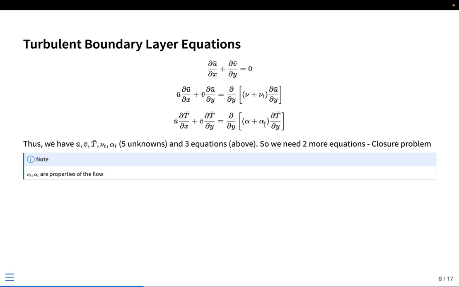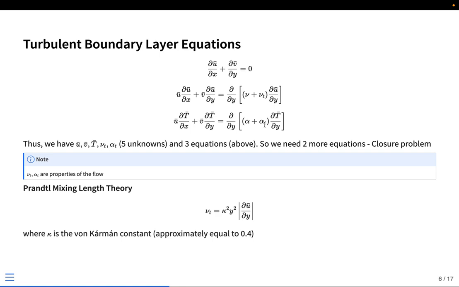And one hypothesis for that is the Prandtl mixing length theory, which relates this mu t again with the mean velocity profile that we have, with some empirical constants, that we call one common constant that we introduced here. This is a one-equation model. We can have even more equations.